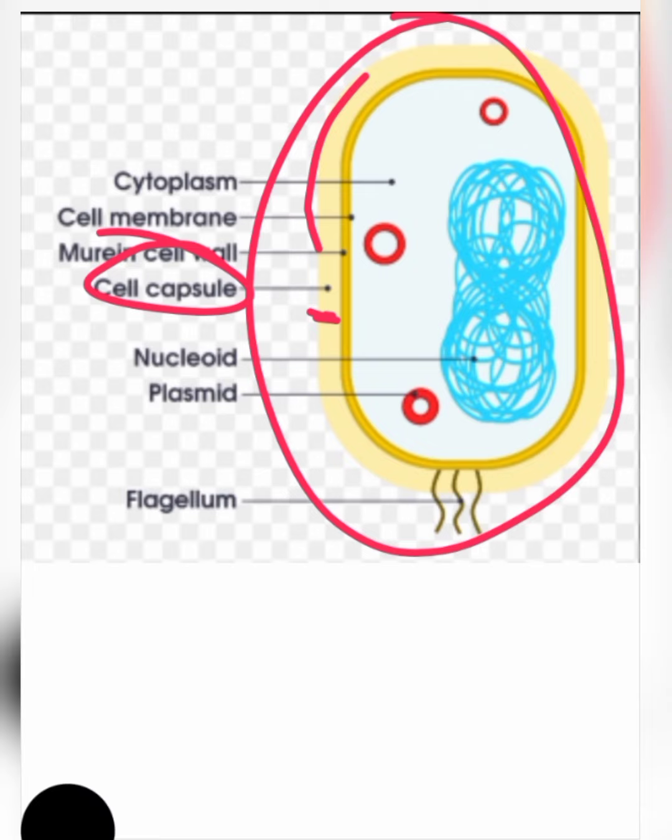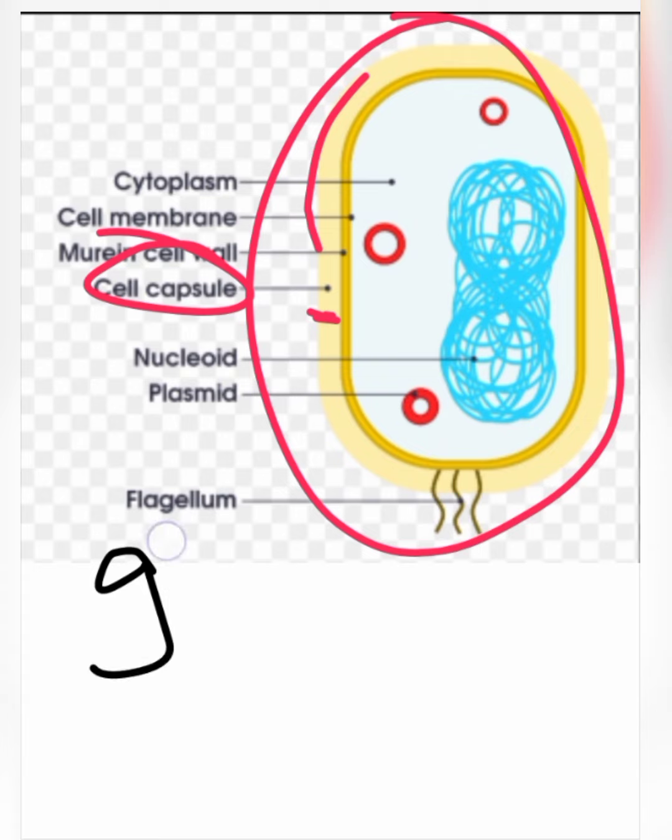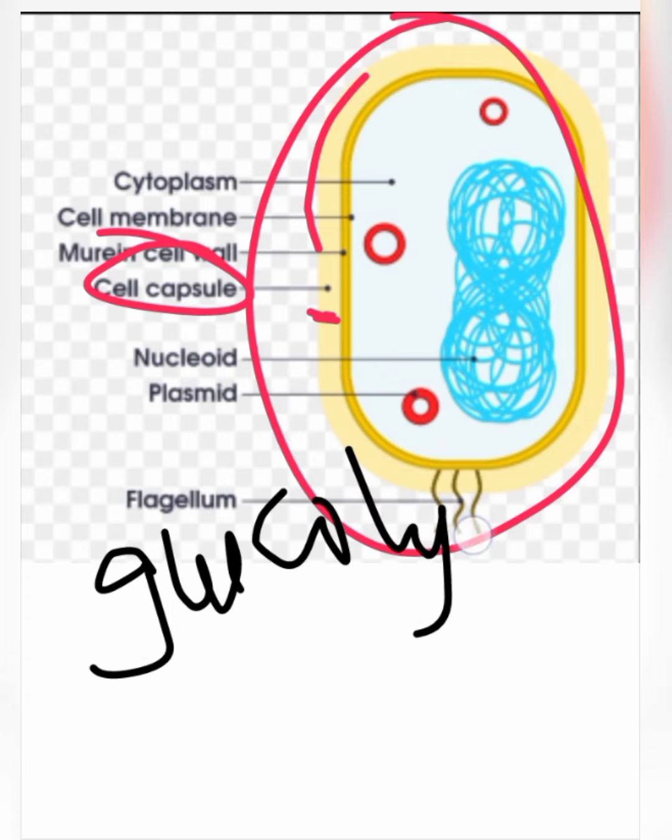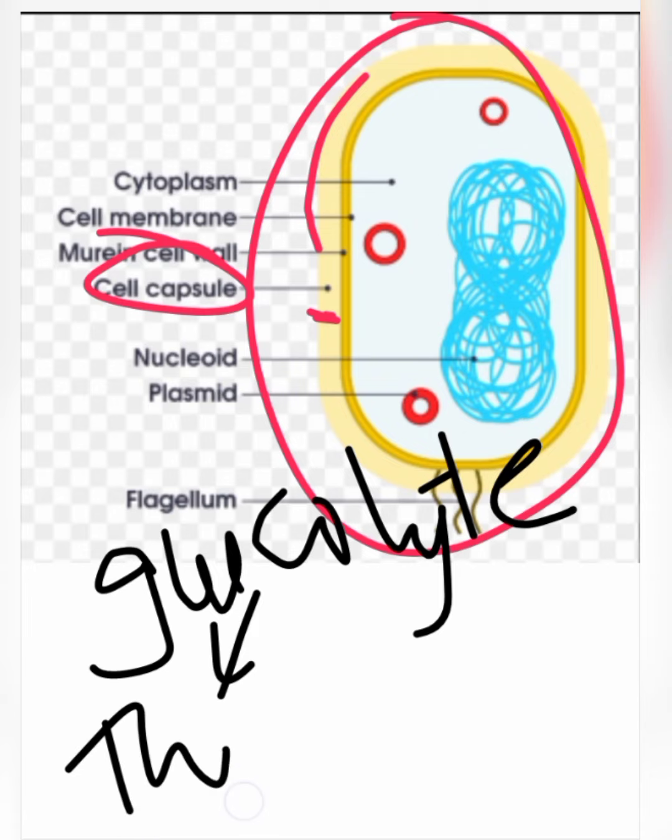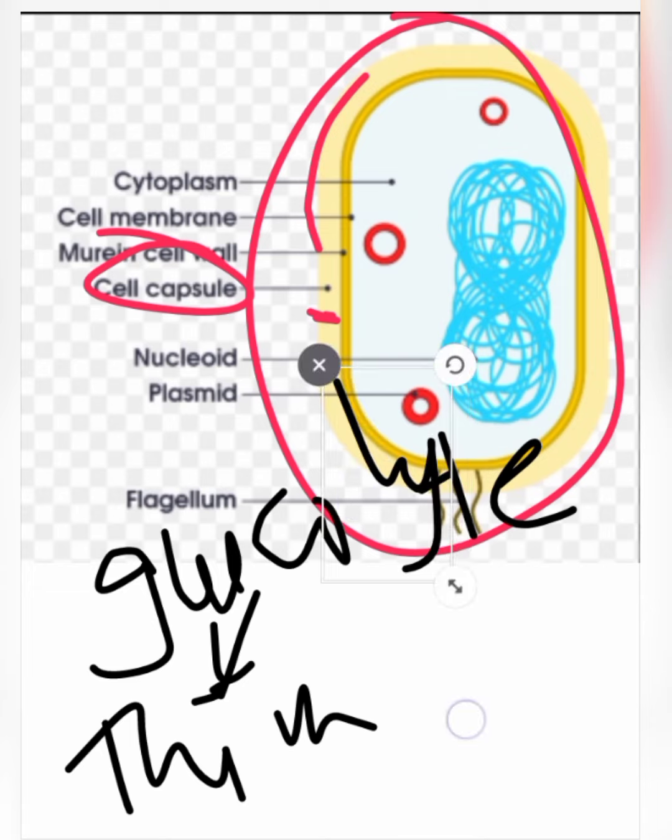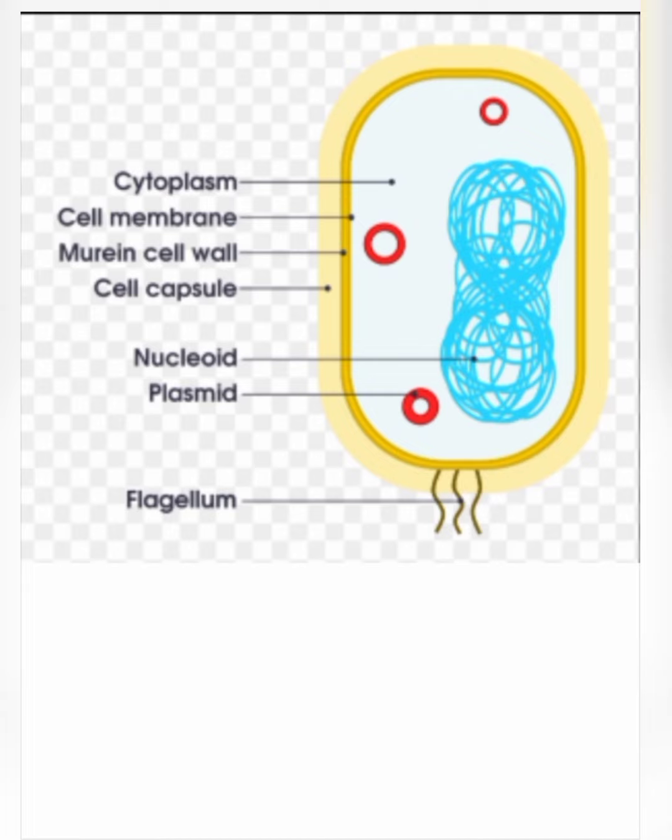Now what is this? This is known as the glycocalyx in biological language. Glycocalyces are also of two types. One is the thicker one, which is known as the capsule, and then we have the thinner one, which is a kind of loose sheet, known as the slime layer. But right now you can just focus on the fact that the bacterium is surrounded with some kind of a capsule.